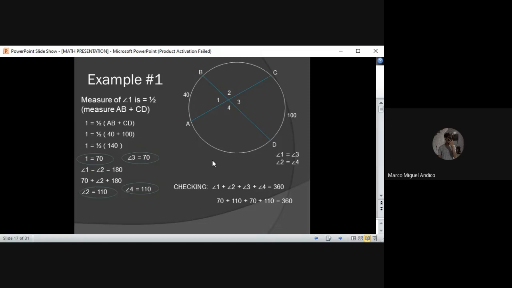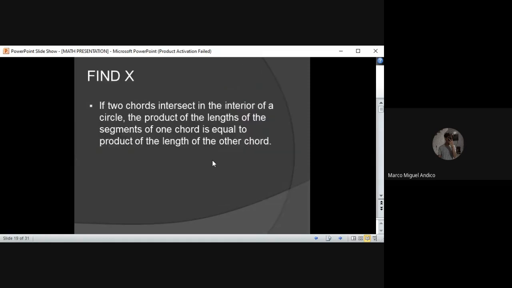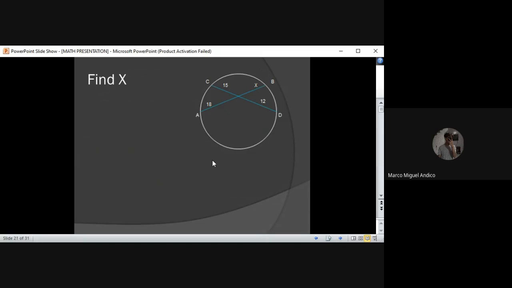So next is find x. So let's try this. If two chords intersect in the interior of a circle, the product of the lengths of the segments of one chord is equal to the product of the lengths of the segments of the other chord. Ito naman po ay hinahanap yung x, pero nag-intersect pa rin po yung dalawang chord. Ito po yung example number 1. So as you can see po, yung x po ay yung nasa B.